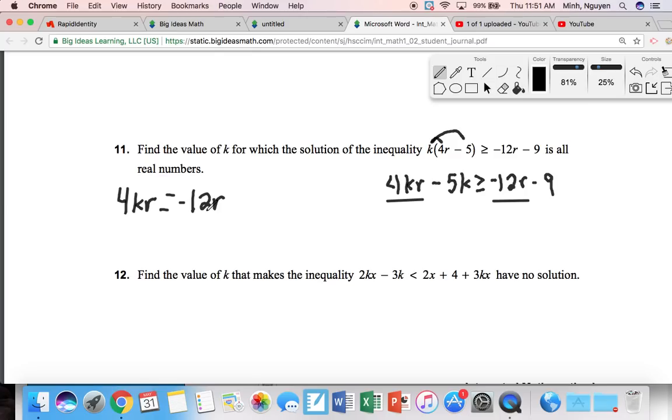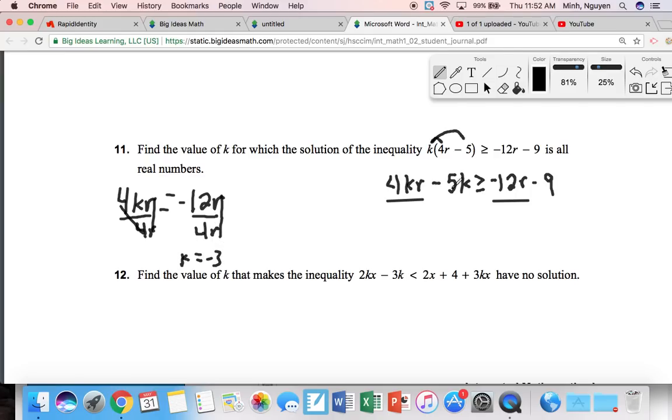So they're both being multiplied by r. I'm not worried about that. 4 times what is negative 12? Well, if you're not sure, we will divide by 4r. We will divide by 4r here. And we will say, boom, boom, the r's cancel out. Negative 12 divided by 4. k is equal to negative 3.